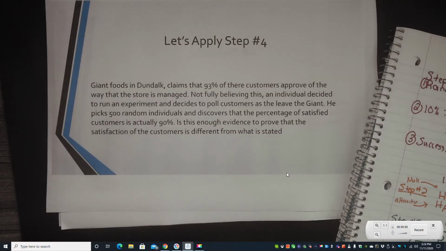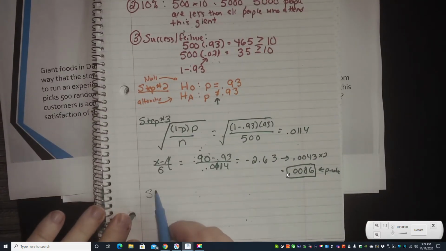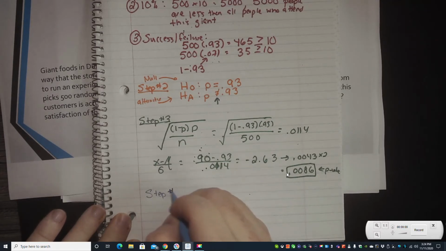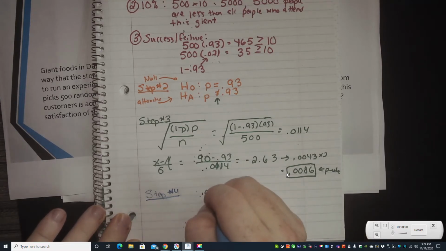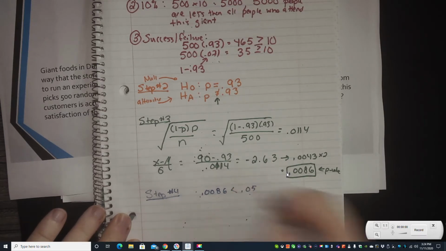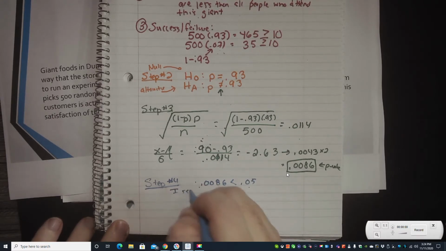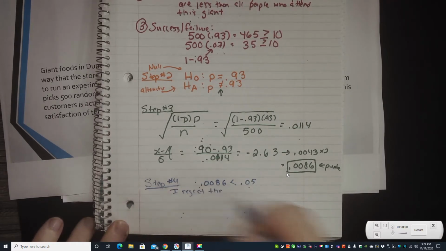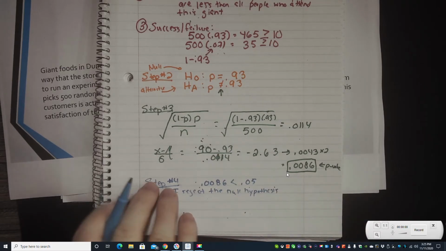Okay. So let's go back and apply step number 4 to our situation here. So we got step number 4 here. We had a p-value of 0.0086. And we're going to compare that to 0.05, and in this case it's less. So what's going to happen is I reject the null hypothesis. Okay, and then what I do is I actually answer the question here.